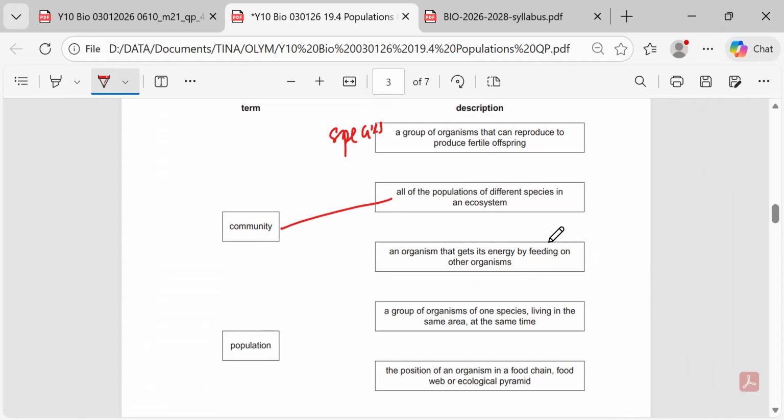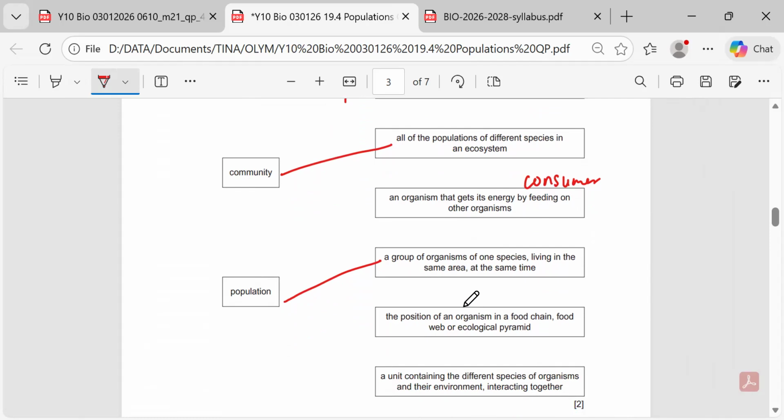An organism that gets energy by feeding on other organisms is a consumer. A group of organisms of one species living in the same area is the same as population. A position of an organism in a food chain, food web, or ecological pyramid. What is this? Come on. Trophic level.